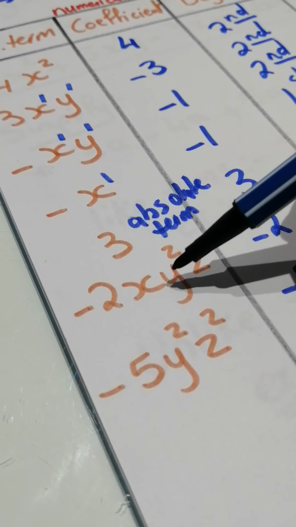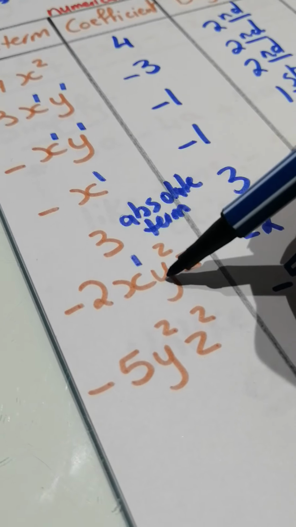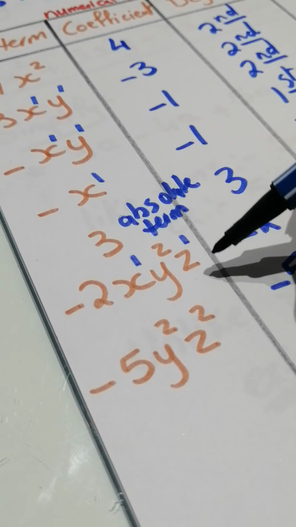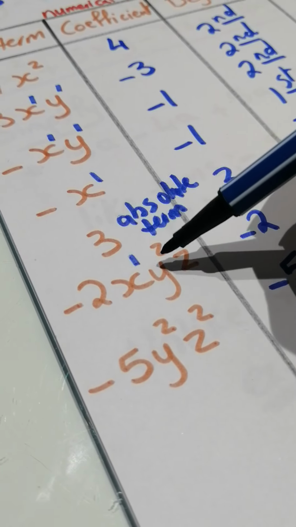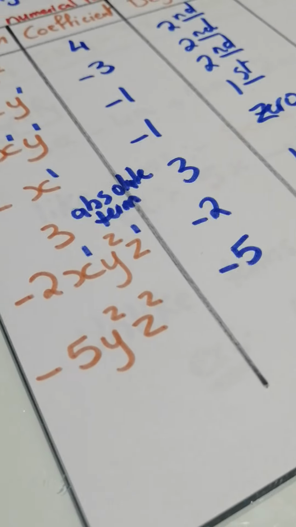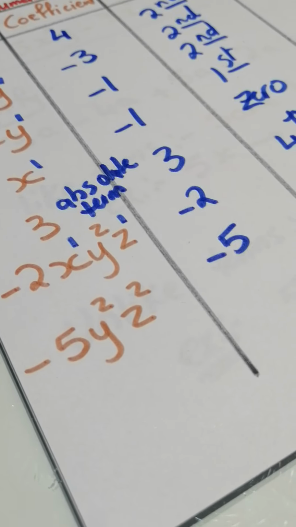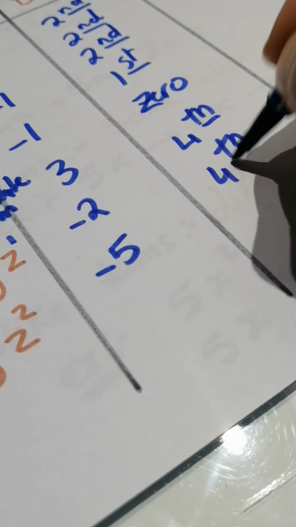Here x y squared z, here I have what? I have x to the power of 1, y to the power of 2, z to the power of 1. So I'll make 1 plus 2 plus 1. The answer will be 4th degree. Now here also y squared z squared, 2 plus 2 the powers, it's going to be 4th degree.